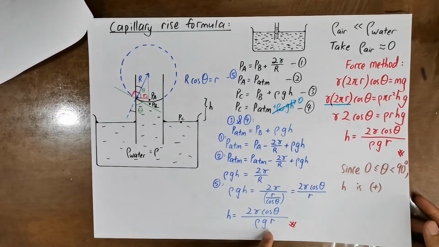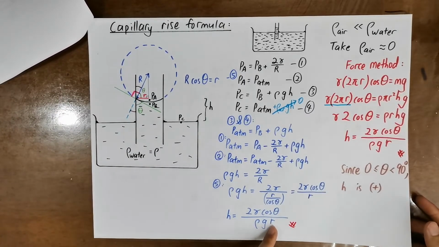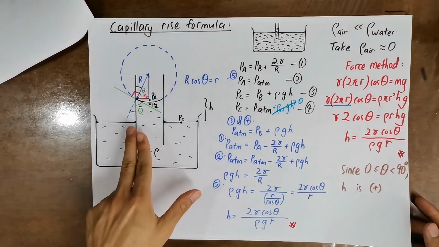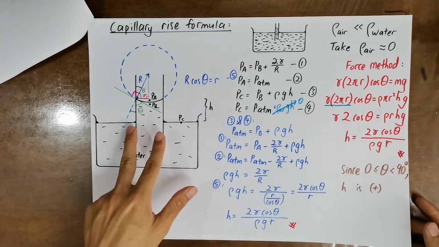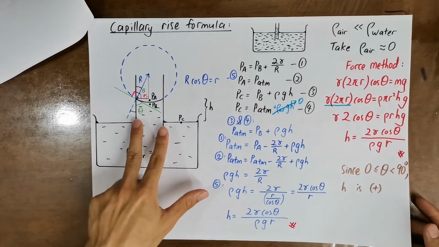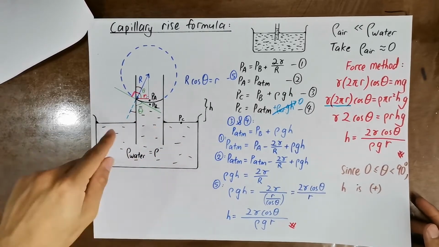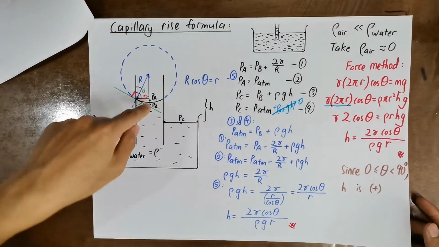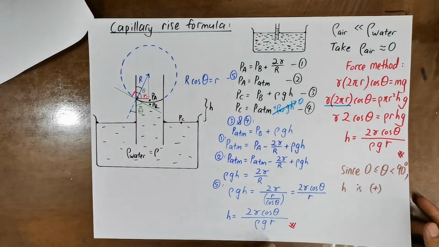And then H is inversely proportional to R. So you know that the smaller the tube, the greater the effect of your capillary action, okay. The narrower the tube, the greater the height of the water that can be raised, okay.